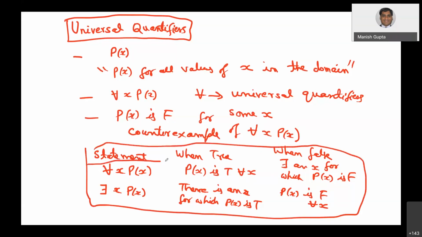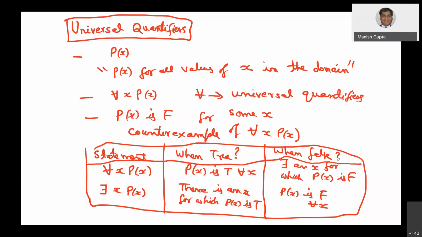Okay. So for every x, Px is true when Px is true for every x. When false, there exists an x for which Px is false. And if the statement is there exists x, Px, when it is true, there is an x for which Px is true, right? And when false, Px is false for every x. Okay. Now again, I would like to give you some examples before proceeding.